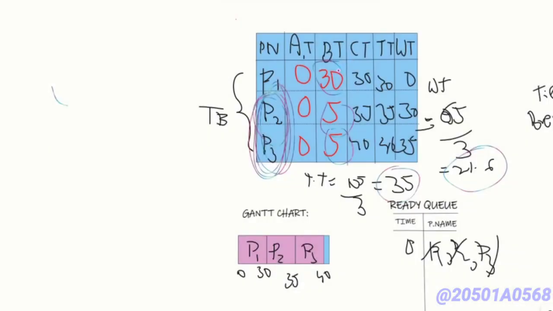Due to this larger burst time of P1, P2 and P3 have to wait a long time, and the average waiting time and the turnaround time increase. This is known as the convoy effect. This is the main disadvantage of first come first serve.